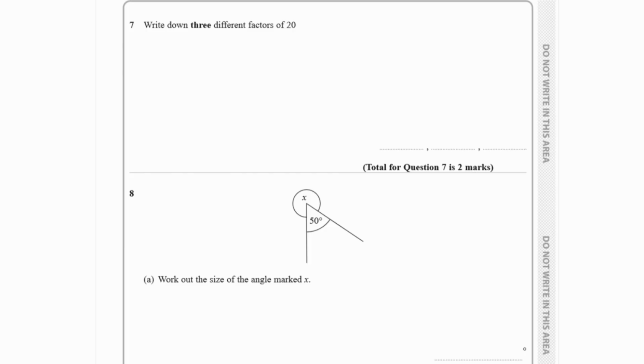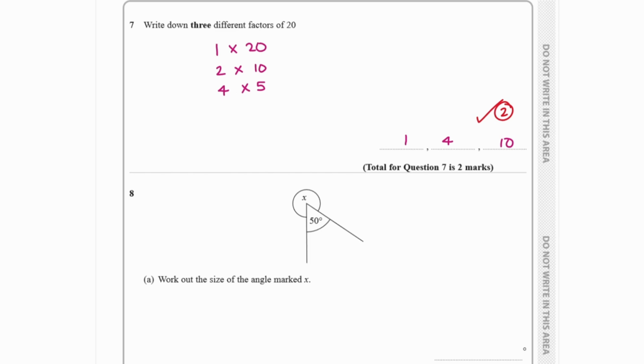Number 7. Write down 3 different factors of 20. So to find the factors of 20, we can start with 1, and 1 times 20 gives us 20. 2 is divisible by 20, and 2 times 10 gives us 20. 3 is not divisible, but 4 times 5 gives us 20. So we could pick any of these 3 different factors. So I'd pick 1, 4, and 10. And this was a 2 mark question, so we would get a full 2 marks for picking any 3 correct factors.